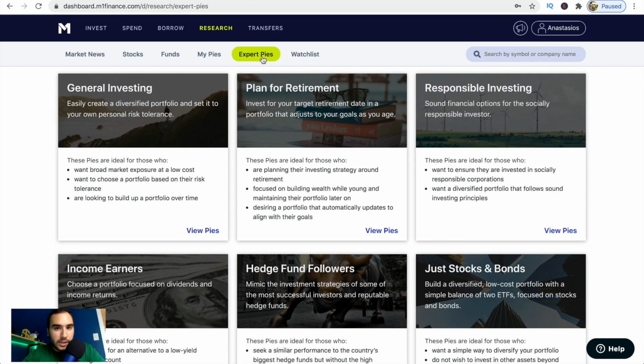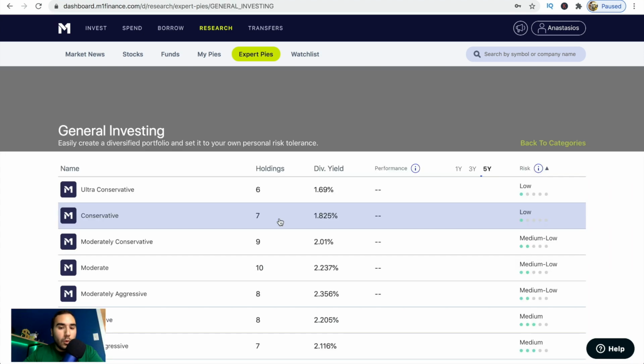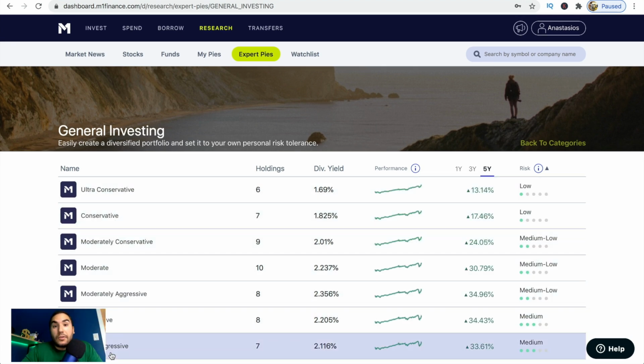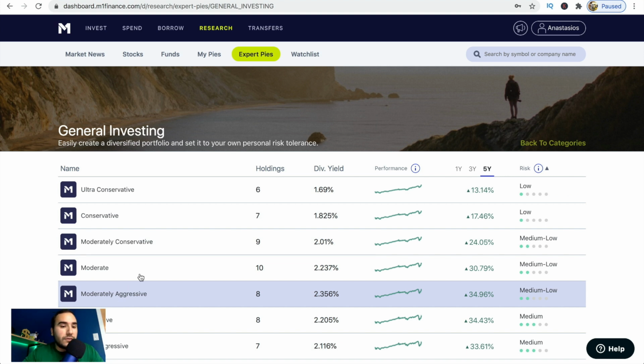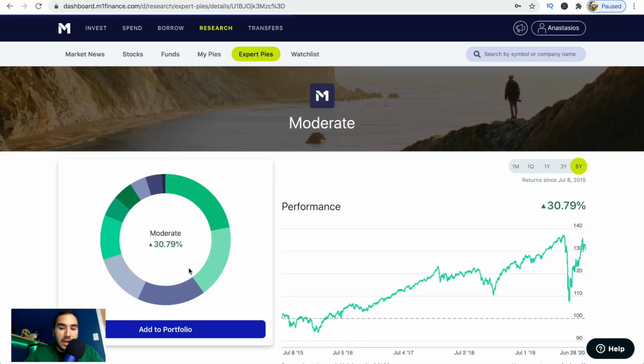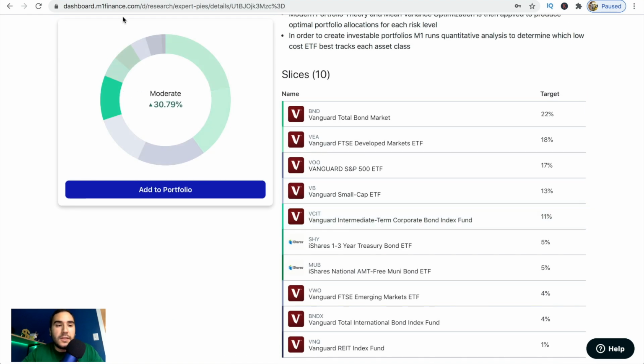And another awesome thing about M1 Finance, let's say you're a complete beginner in the stock market and you want a makeshift pie based on your investment style. Maybe you want to just follow a famous investor's portfolio. You can see different pies here. You have your general investing pies, which you can open up and be like, okay, are you ultra conservative? Are you ultra aggressive? Are you moderately aggressive? It depends on your investing style, and you can just take a look at some of these pies and maybe just strictly invest in these, right?